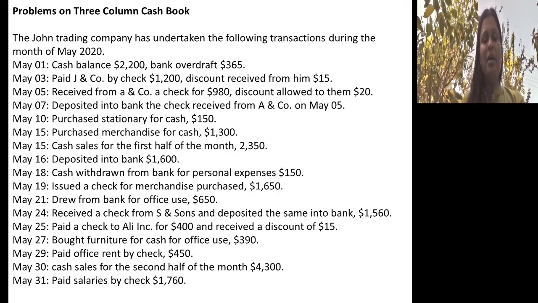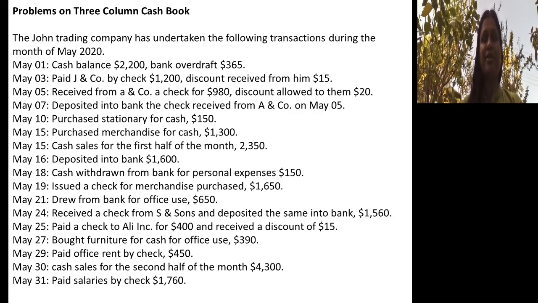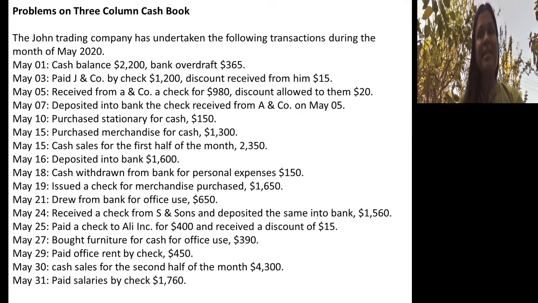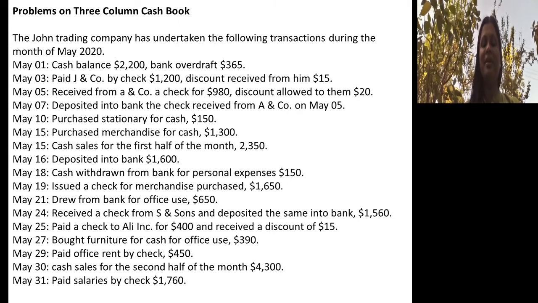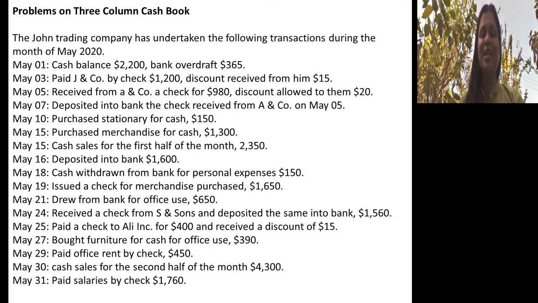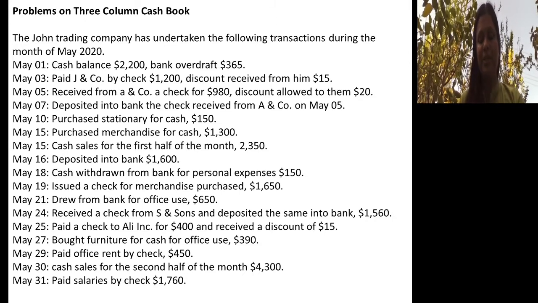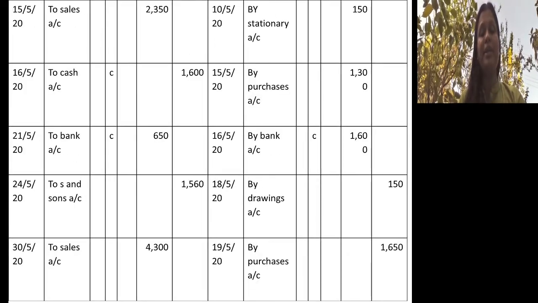So next one, received a check from S & Sons and deposited same into bank 1560. We received a check. Whenever a check is received, it will be treated as cash received if not deposited. But here it is deposited. So the journal entry is bank account debtor to S & Sons account, not cash account, because it is immediately deposited. So bank account should be debited.